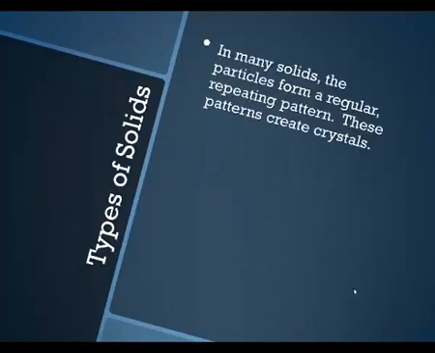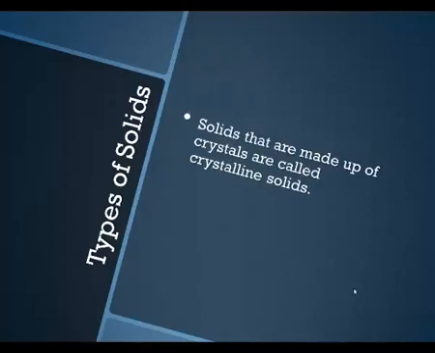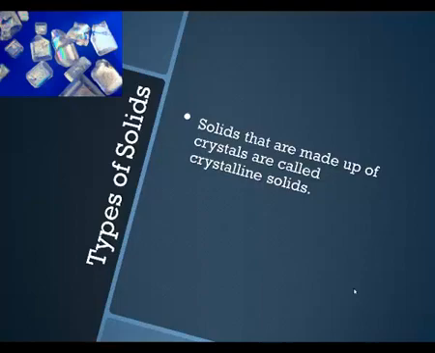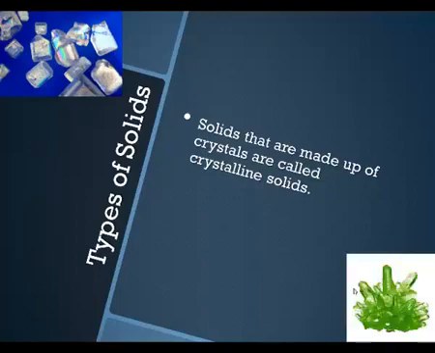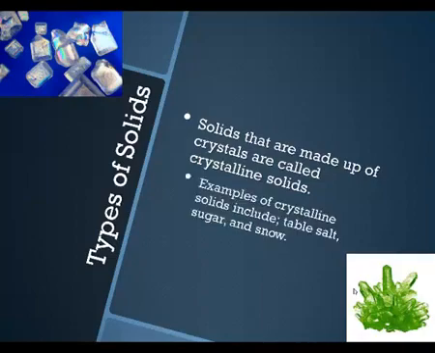Types of solids. In many solids the particles form a regular repeating pattern. When a regular repeating pattern occurs in a solid we call it a crystal. Solids that are made up of crystals are called crystalline solids. So here are some crystals that are found in nature. Please be aware that crystals typically have some type of shape to them that is regularly repeating. Examples of crystalline solids include table salt, sugar, and snow.